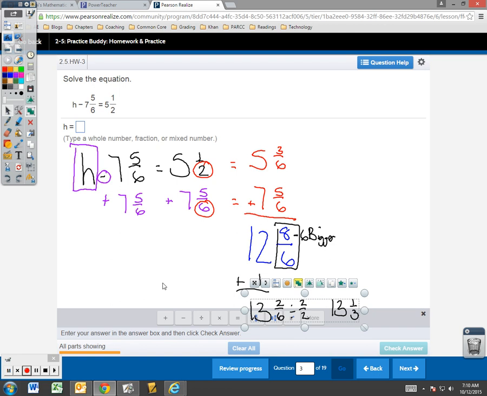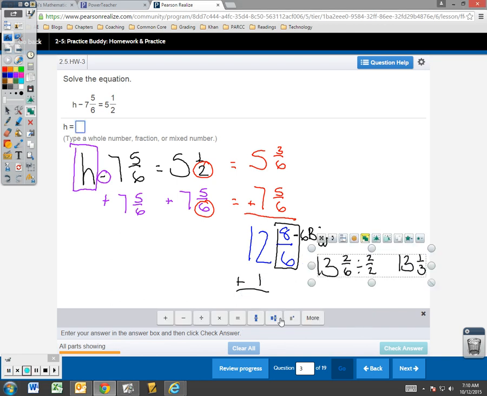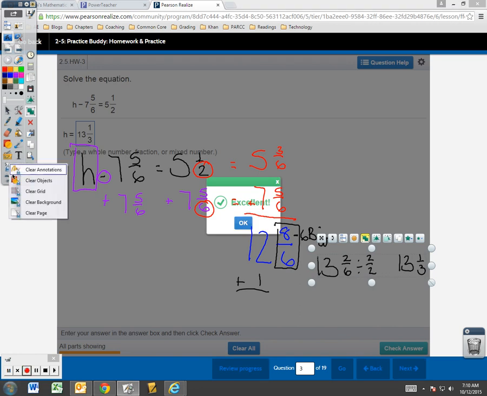That way it's easier. No, I don't want that. Come on. There we go. So it becomes, let's see if I can move this. There we go. Let's go with 13 and 1/3. Excellent. All right.